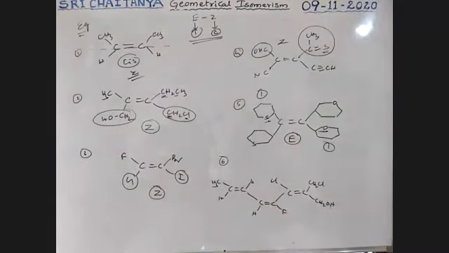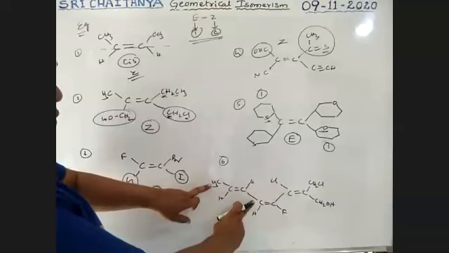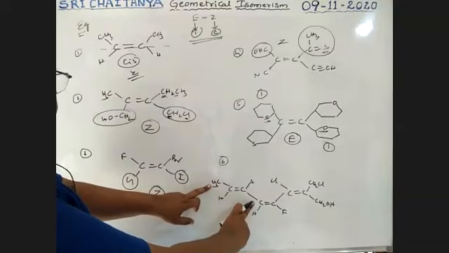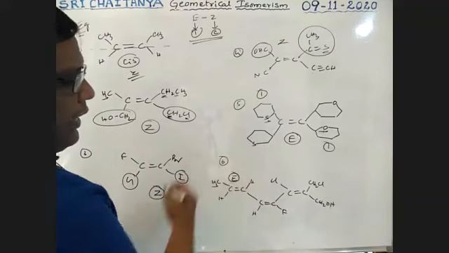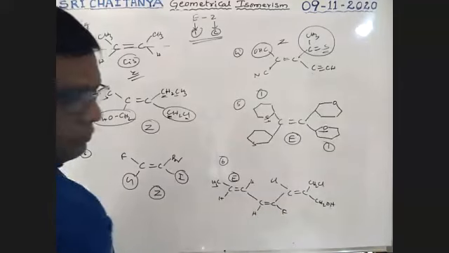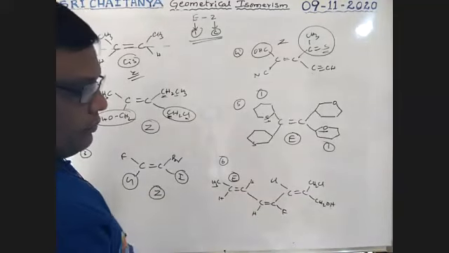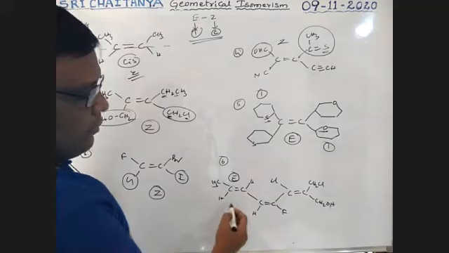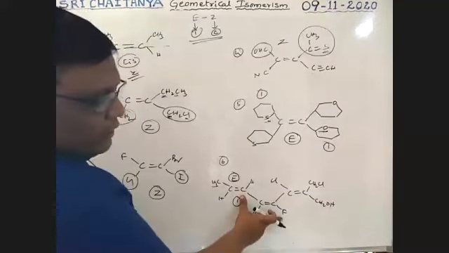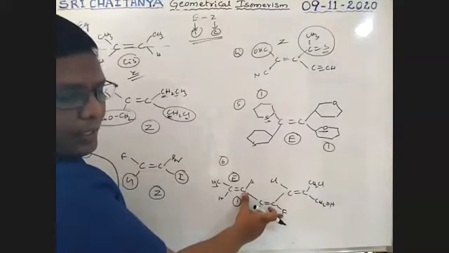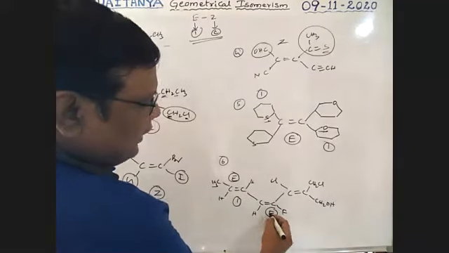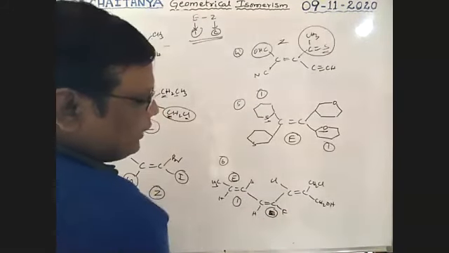Next. The bulky groups are on opposite sides. That means trans. Trans means E condition. See, boys, this is the bulky group with the highest priority. These two are on the opposite sides. That is a trans condition, boys. So that is why it is also E.